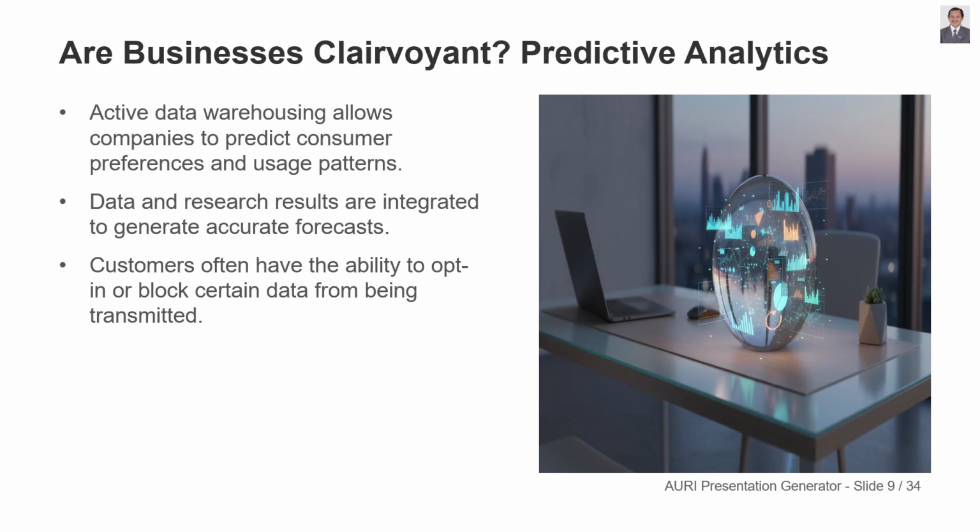In our digital age, businesses sometimes seem to anticipate our preferences. This comes from the use of predictive analytics, made possible by active data warehousing. By analyzing historical data and research, companies can make accurate predictions about consumer preferences. This foresight helps businesses tailor products and strategies to future demand.